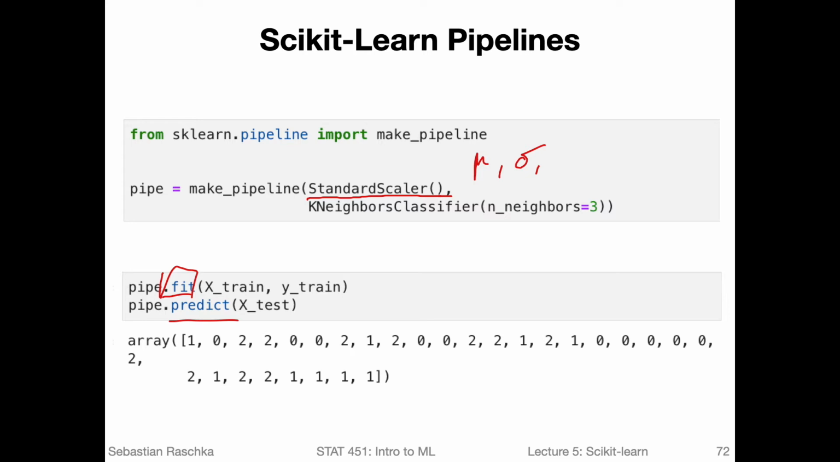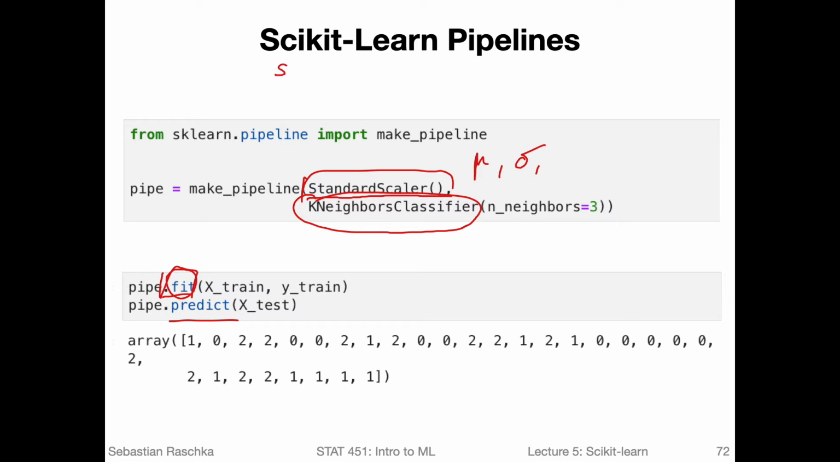So the standard scaler will do a fit and a transform, and when we call it in a pipeline during fit, it will return the scaled data and feed it to the next step, and the next step is the k-nearest neighbor classifier. So the k-nearest neighbor classifier will receive standardized data. So it's basically doing two things in one.